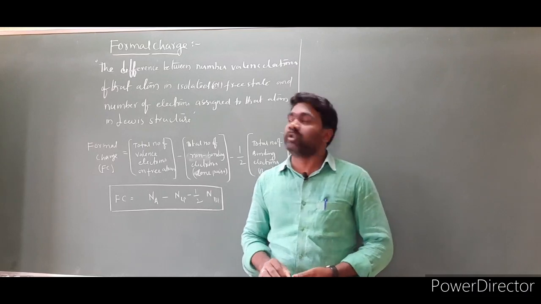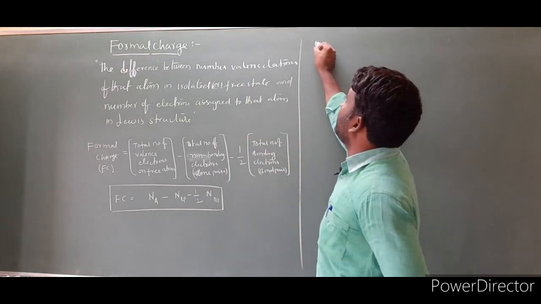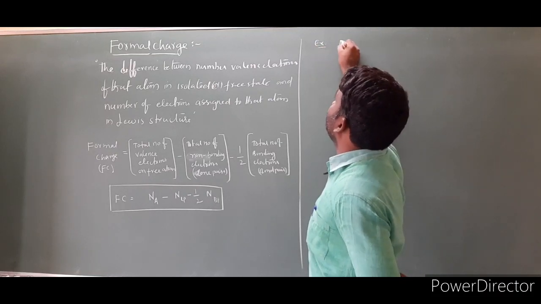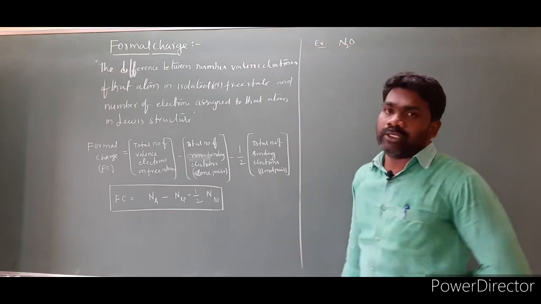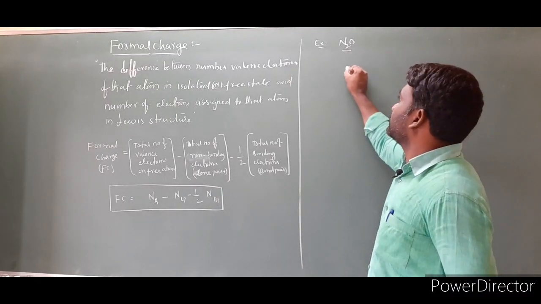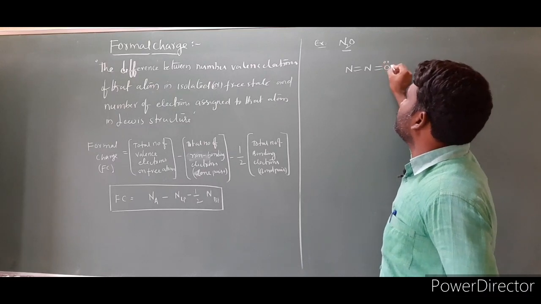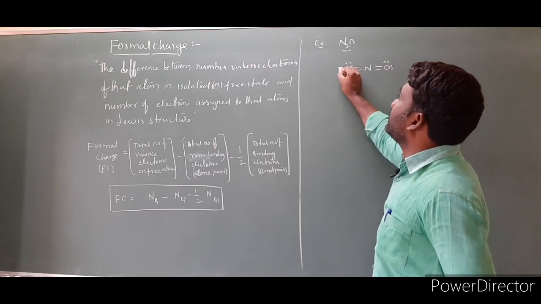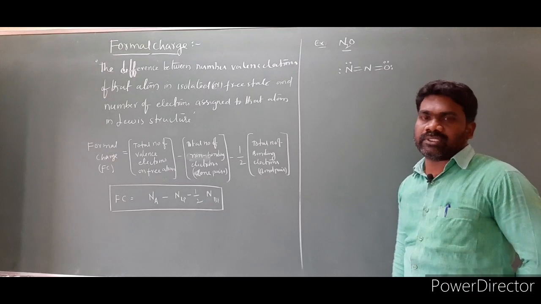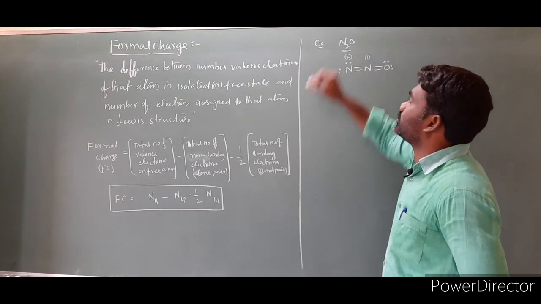We will take one more example for better understanding of formal charge. The example taken is the N2O molecule. First we have to write the structure of the N2O molecule. So N double bond N double bond O. These are the lone pairs of electrons present on nitrogen as well as oxygen. I am labeling these two nitrogens: this nitrogen is 1, this nitrogen is 2.